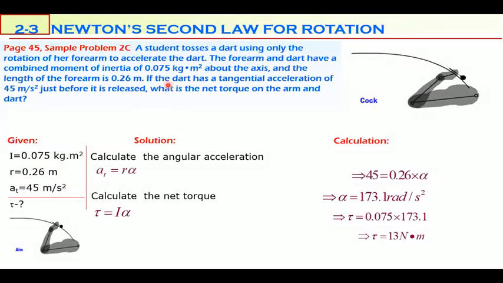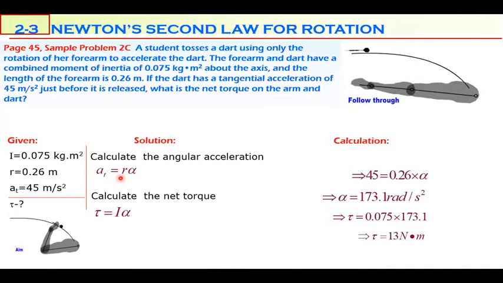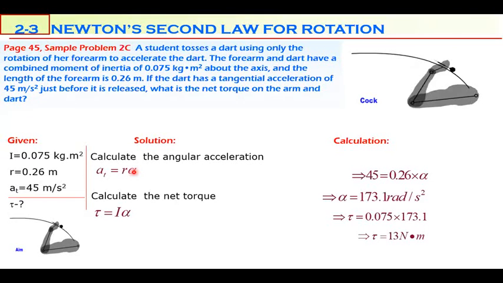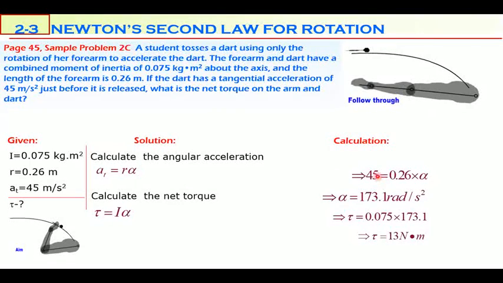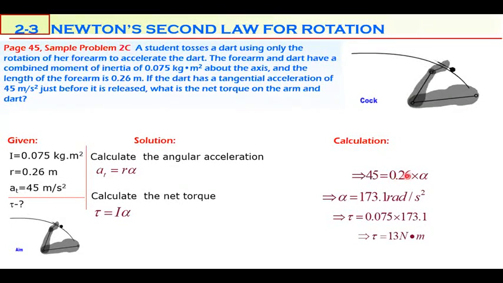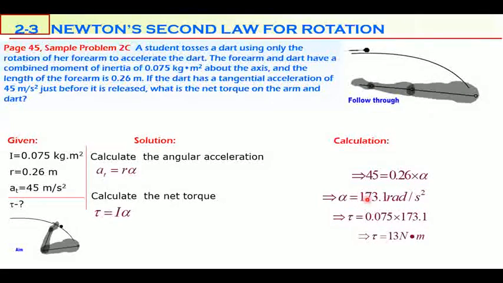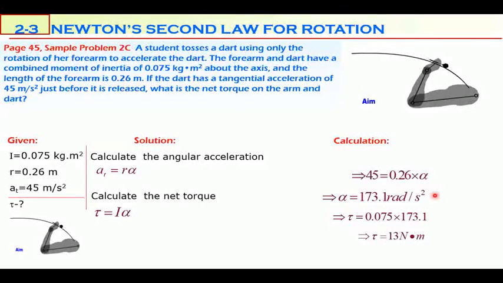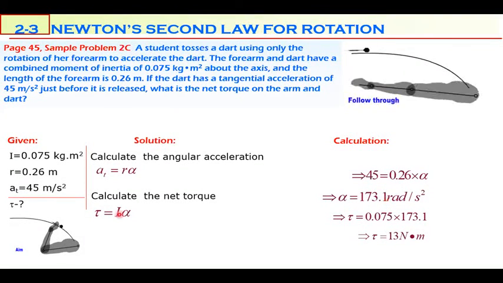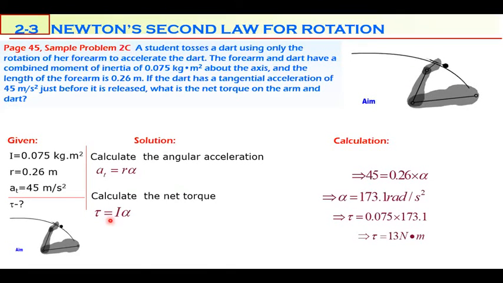So what is the net torque on the arm and the dart? We will calculate the torque. We know the relation between torque and angular acceleration, but what is given is not angular acceleration, it is tangential acceleration. That's why you should first find the angular acceleration. a_t is equal to r times alpha. So a_t is given as 45, r is 0.26, and alpha must be calculated first, which is 173.1 radian per second squared. After that, it's easy to calculate the torque, because I times alpha is torque.